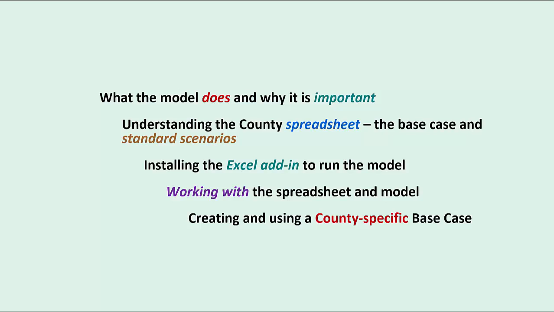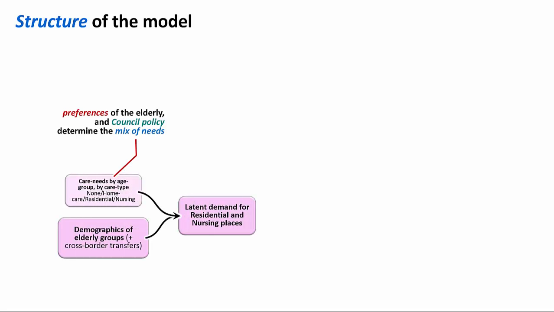The structure of the model is that it starts with the numbers of people in elderly age groups and the needs of each of those age groups for different kinds of care, depending on the preferences of the people themselves and council policy towards what kinds of care will be provided or recommended. And that gives us what we call latent demand. That's the demand that is coming from those residents for each of the age groups involved.